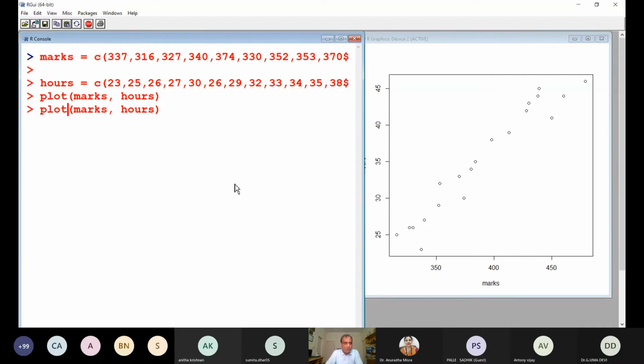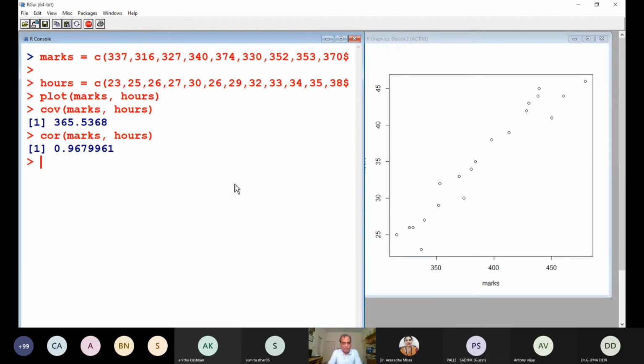I can say COV, but it is giving a positive value and it is not indicating anything. So instead of this, if you try to find out the correlation, it is 0.96 that you can see.